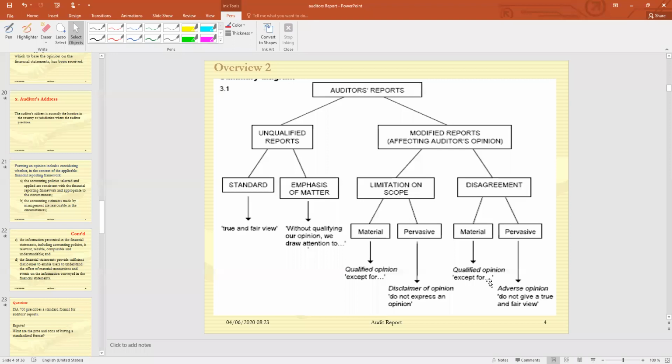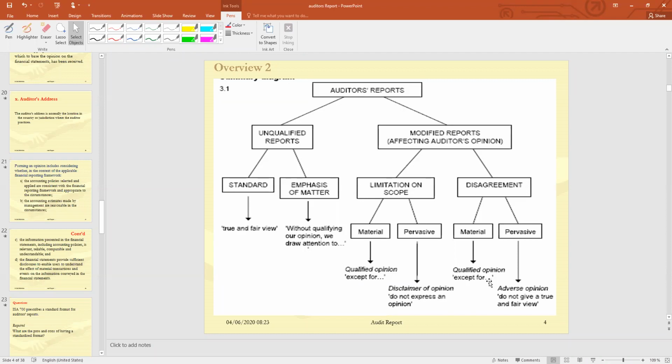Now, that is in case the matter is material but not pervasive. What does pervasive imply? I think we know what we mean by materiality, that we have gone through. Now, what does pervasiveness imply?